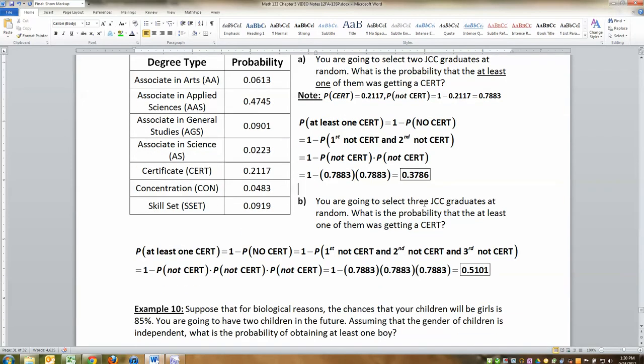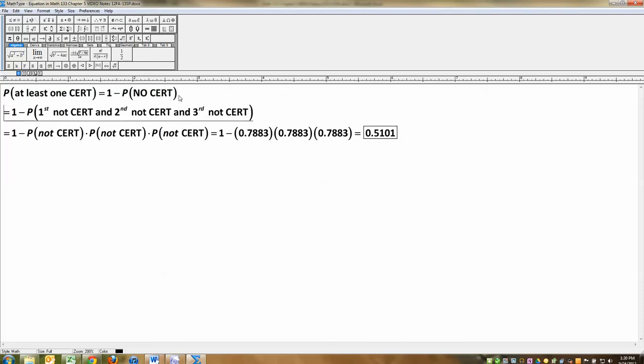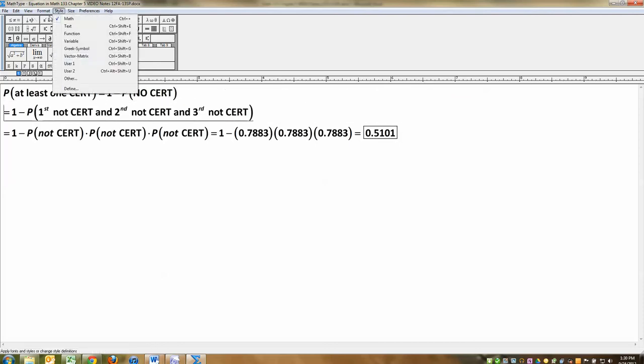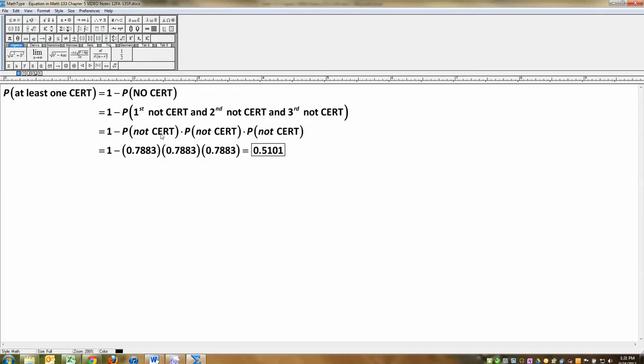Now, what about 3 graduates instead of 2? What's the probability that at least one of the 3 gets a certificate? It's the same idea. I want the probability of at least one cert, which means I want the probability of no certs. So I want the first one to not be certified, the second one to not be certified, and the third one to not be certified, all of them. That's the probability of not cert times not cert times not cert, taken away from 1.